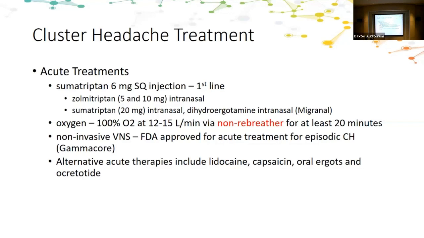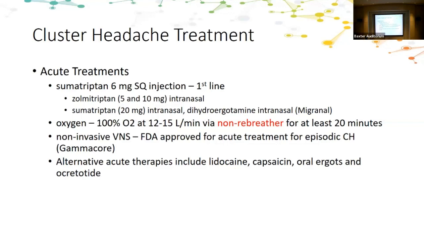There's a device, technically the brand name is gammaCore, but it's a non-invasive VNS. So it's a vagal nerve stimulator, and it's FDA approved for acute treatment for episodic cluster headache. It's also approved for migraine abortive therapy. And then alternative acute therapies include lidocaine. I don't have any personal experience with these, the lidocaine, the capsaicin, the oral ergots, and octreotide.